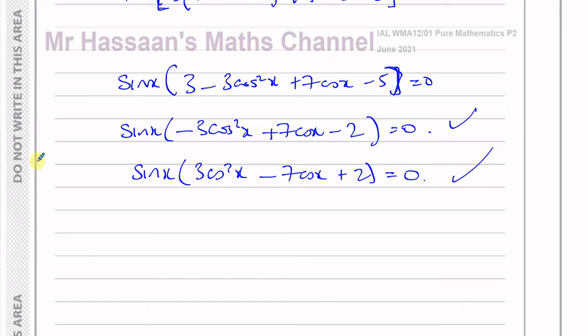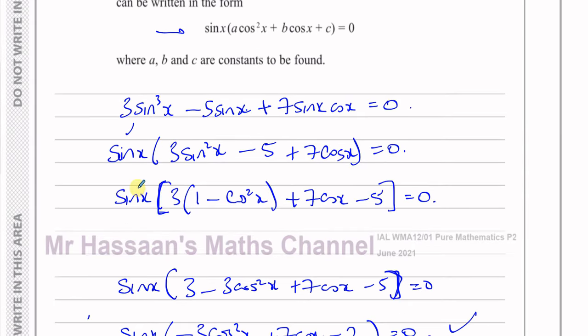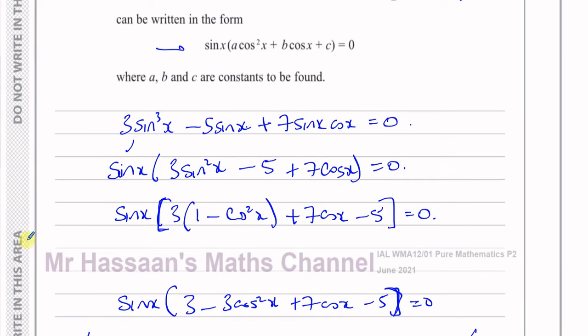Because if I multiply both sides by minus 1, this will become positive, and this will become negative, because they'll change signs. So both of these are correct. So this or that are both correct answers for this question, part 2A. Okay, so that's number 8, part 2A done.